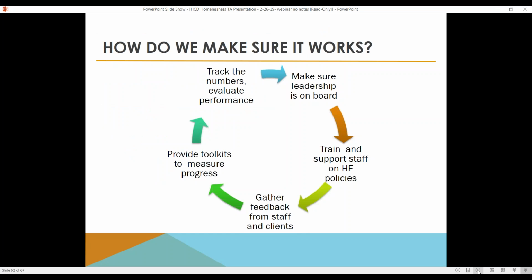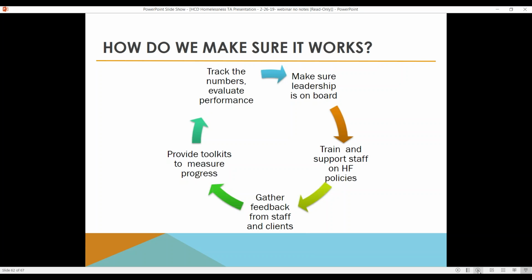And the next. Now, one of the ways that this process works and that technical assistance can help is helping you make sure that the changes that you've been making towards a more Housing First community are working. So making sure leadership is on board, training supporting staff, gathering feedback from staff and clients, and providing toolkits and evaluation tools to measure progress. That's one of the things that we're going to be providing for everyone throughout this technical assistance.